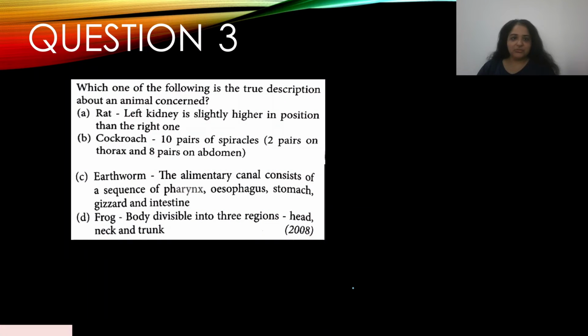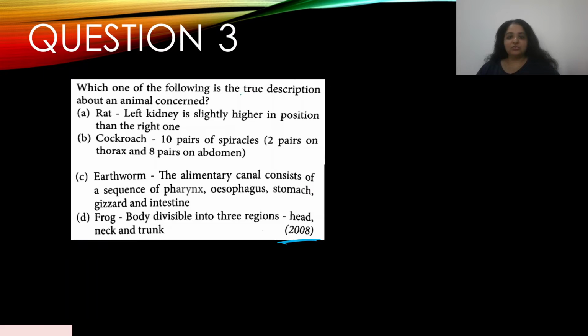Question number 3. Which one of the following is a true description about an animal concerned? This appeared in 2008. A. Rat, left kidney is slightly higher in position than the right one. B. Cockroach, 10 pairs of spiracles, 2 pairs on thorax and 8 pairs on abdomen. C. Earthworm, the alimentary canal consists of a sequence of pharynx, esophagus, stomach, gizzard and intestine. D. Frog, body divisible into 3 regions: head, neck and trunk.